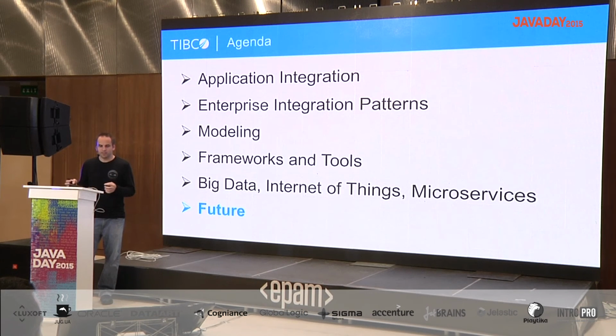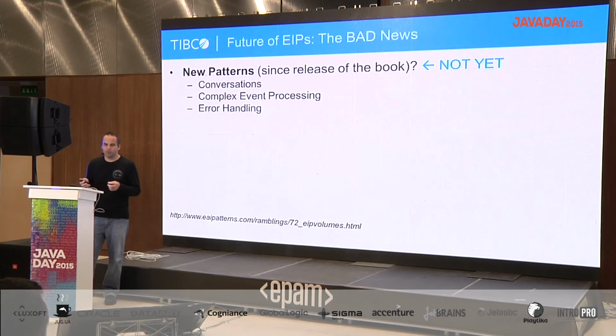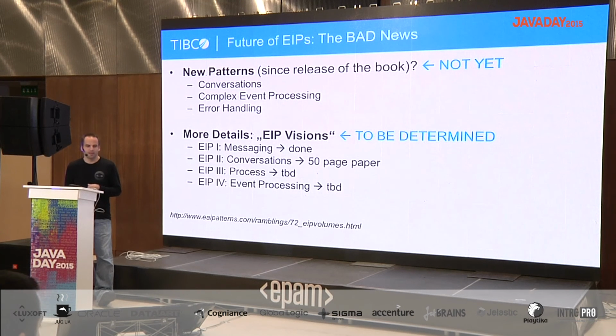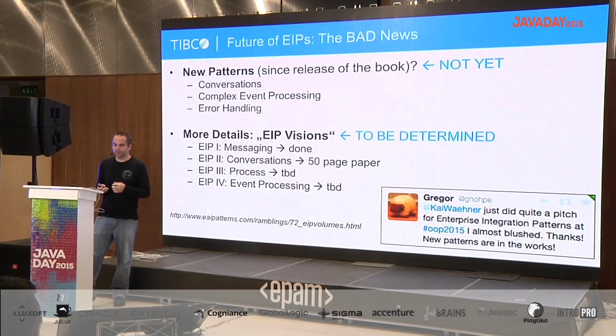So that was the overview, and now let's take a short look again at enterprise integration patterns. The bad news: it's 12 years or so old. Since then, there's been no new release of the book and no new patterns. Gregor Hohpe planned to write a lot about conversations, complex event processing, error handling, and so on. He had a lot of visions for conversations and processing, but not really much came in the last 12 years.